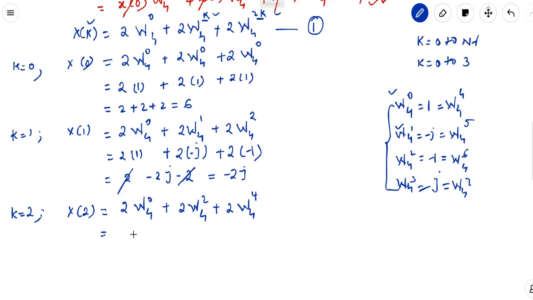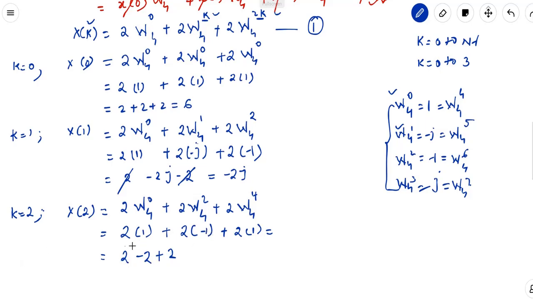So this becomes 2 into 1 plus 2 into, how much is this one? Omega 4 of 2, it is minus 1. Okay, plus 2 into omega 4 of 4, how much is it? It is 1. So this becomes 2 minus 2 plus 2. So this one and this one will get cancelled. So what I'm going to get, sorry.